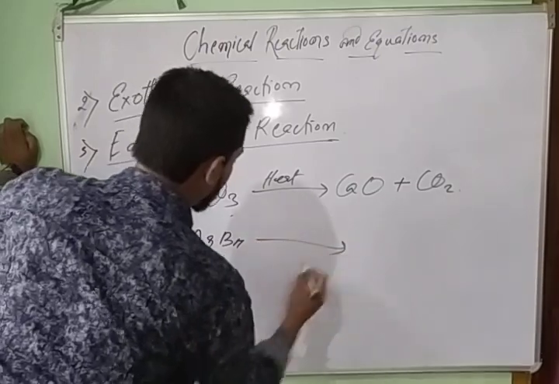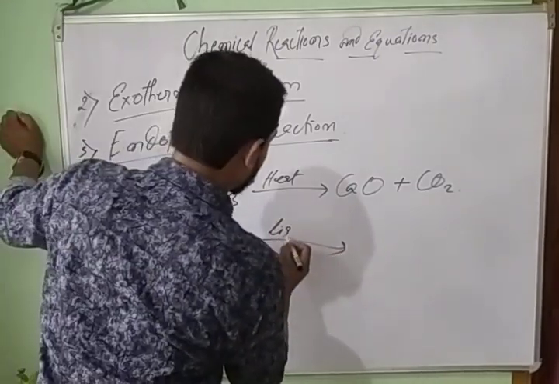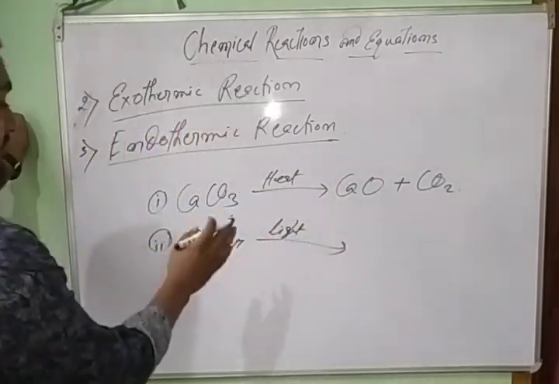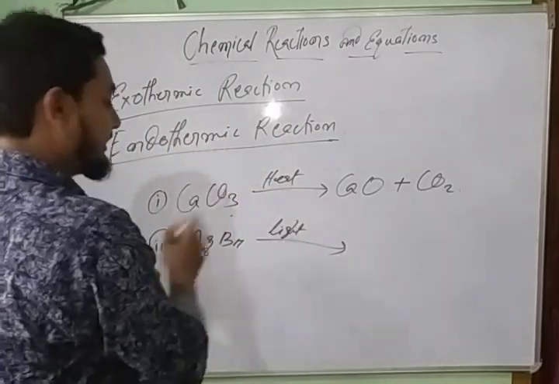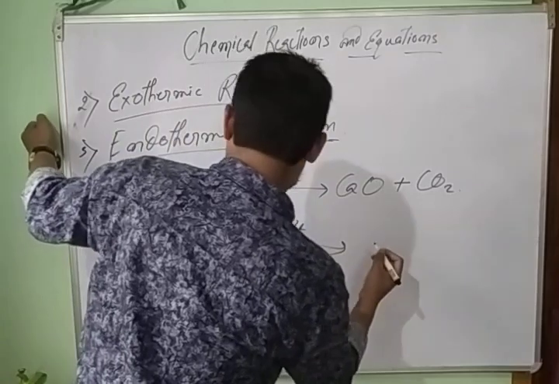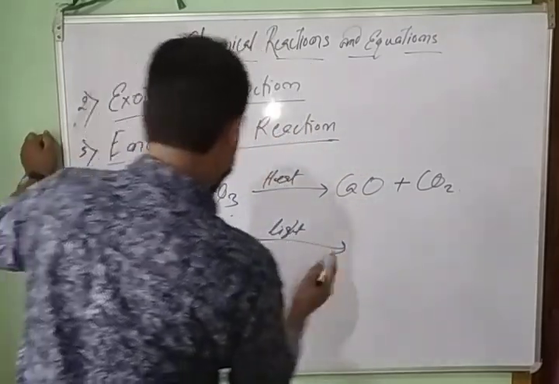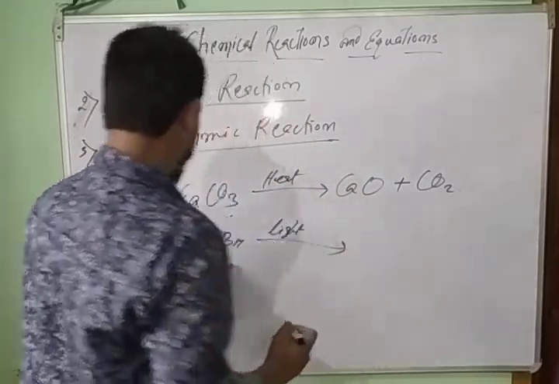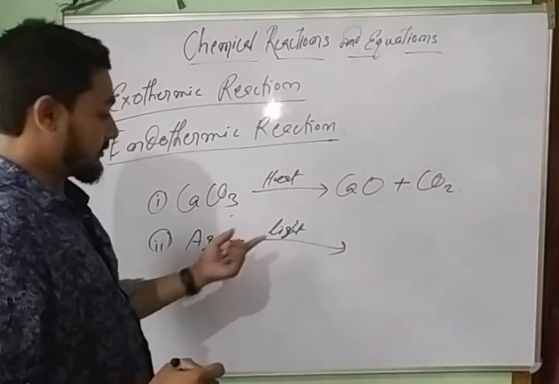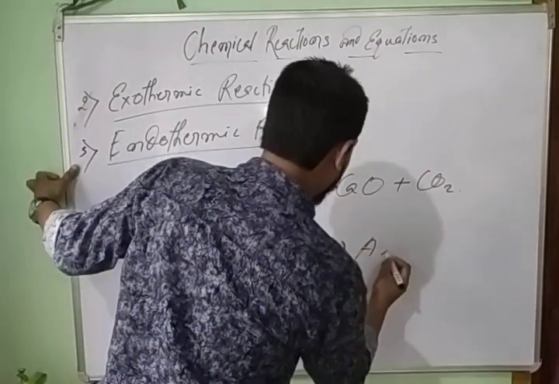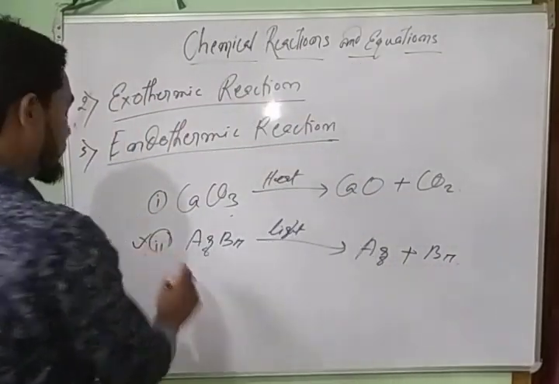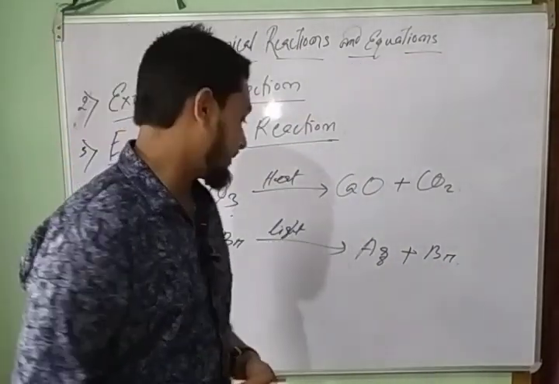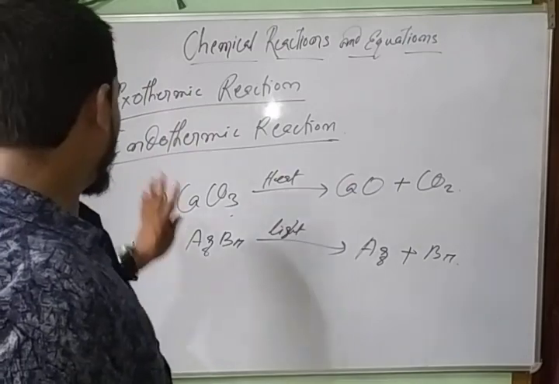AgBr, light. If you apply light energy, it will convert it into heat energy. Ultimately, in the reaction, the reactant will absorb heat from the light and will break down into silver and Br. This reaction is used in black and white photography. So this type of reaction is called an endothermic reaction.